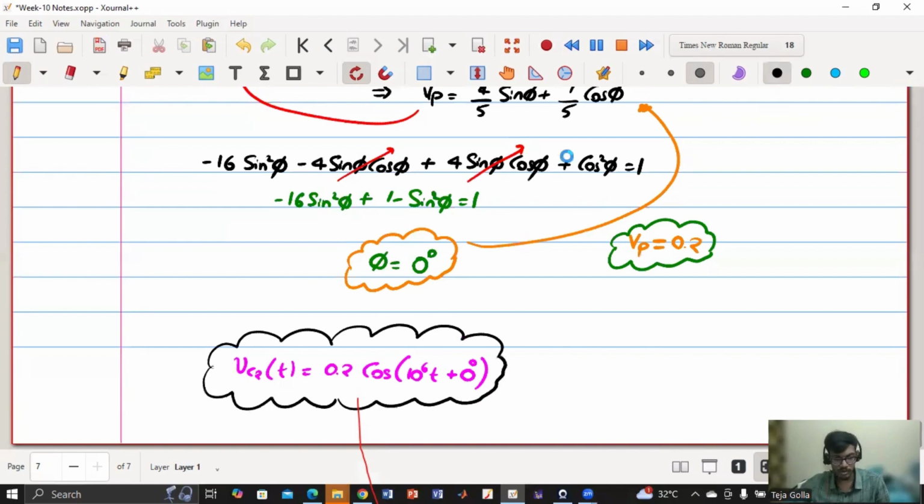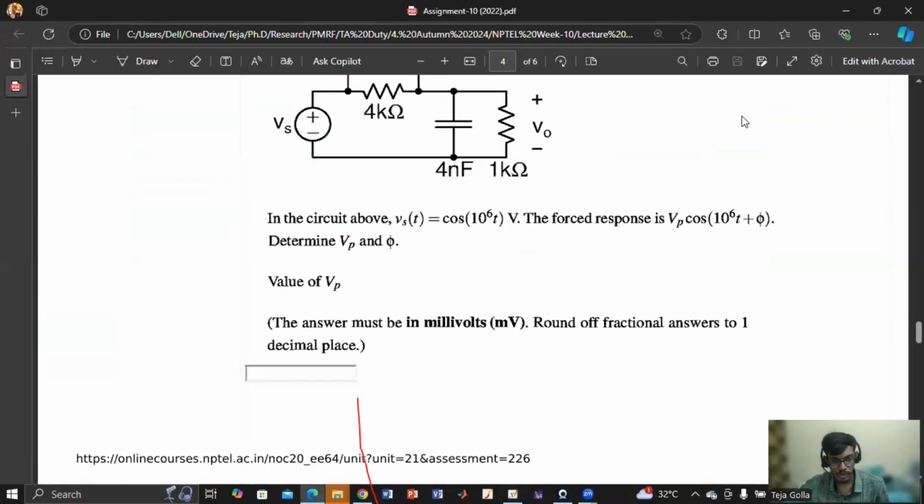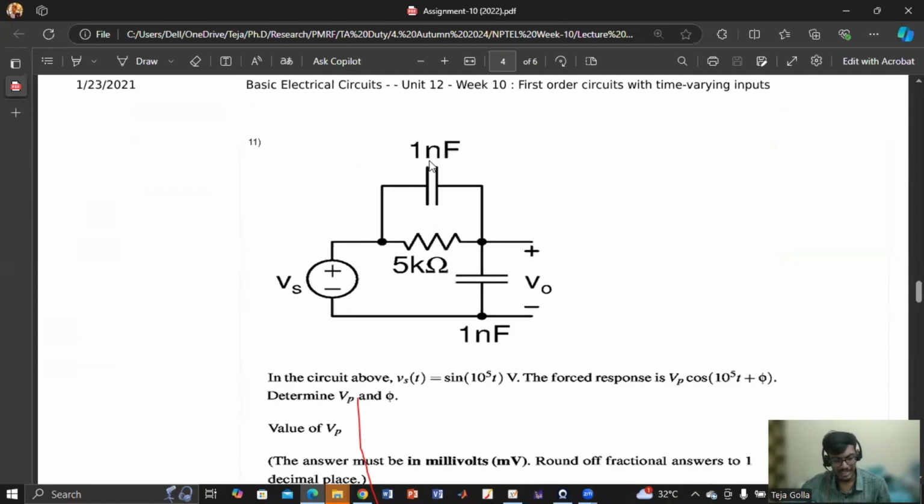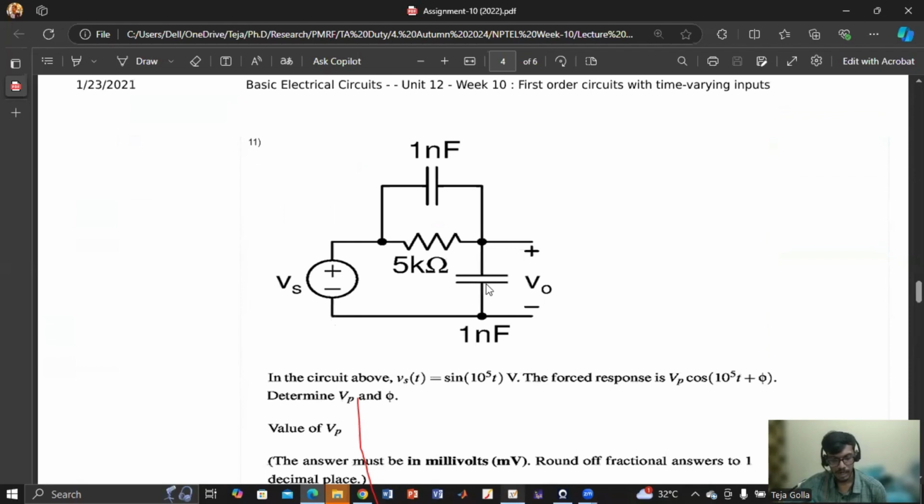So let us go and check whether it is matching or not. So Vp in millivolts, we got 0.2, so it is 200 millivolts. So 200 and phi is 0. So if you see, this is exactly the same, right? Nothing different. Okay, let me just summarize quickly.